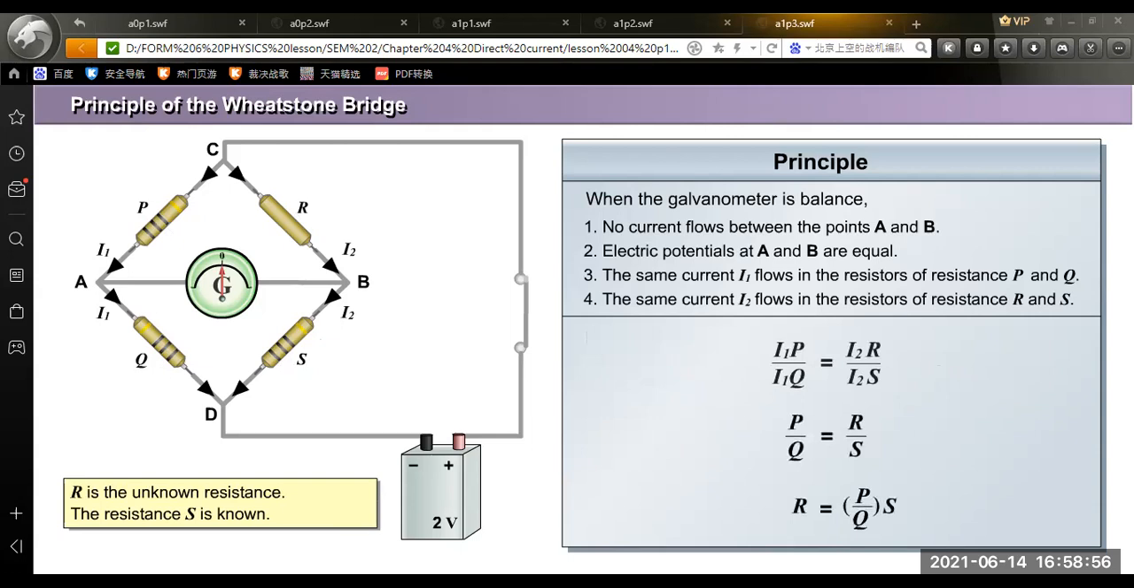So once we solve it, I1P over I1Q will be equal to I2R over I2S. So at the end, we get that the resistance P over Q will be equal to R over S. The ratio of P to Q is equal to the ratio of R to S. So we can find R by using P over Q times S.